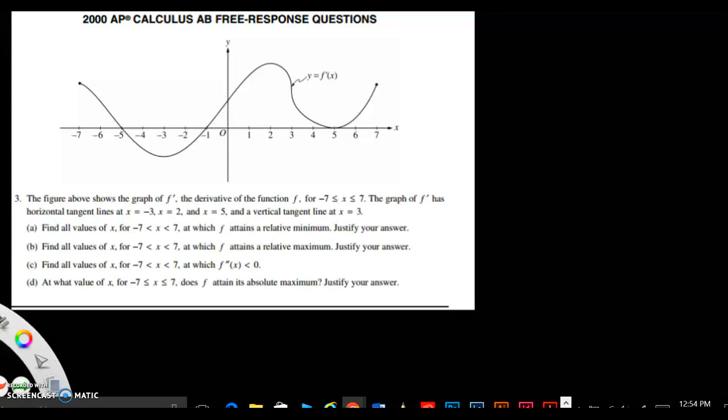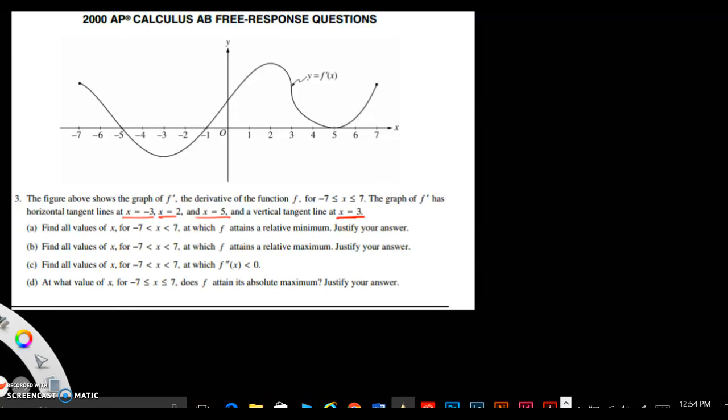In this video, we are going to solve 2000 AP Calculus AB FRQ question number 3. It says the figure above shows the graph of f prime, so that's the derivative, or velocity, of function f for x between -7 and 7. The graph of f prime has horizontal tangents at -3, 2, and 5, and has a vertical tangent at x equals 3. Okay, so that part's important.